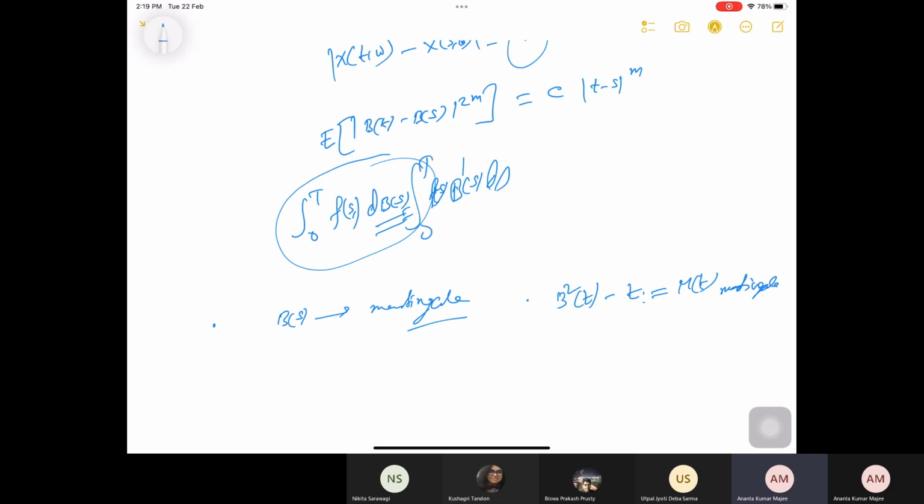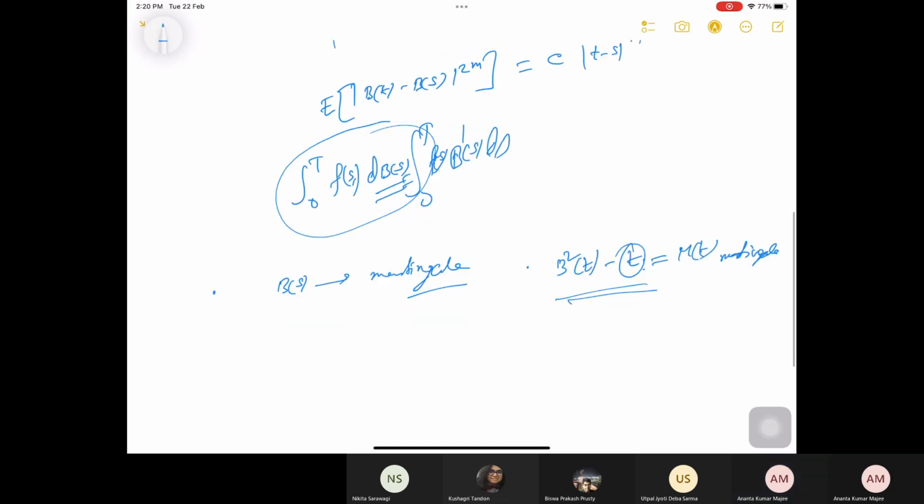One can do the proof directly, but what I'm saying is that it is a consequence of this decomposition, which is why you can expect that B square, if I subtract something, gives you a martingale. Basically, this t is the quadratic variation of your Brownian motion over the interval 0 to small t, that is t. I'm not going into that, but this is a martingale also.